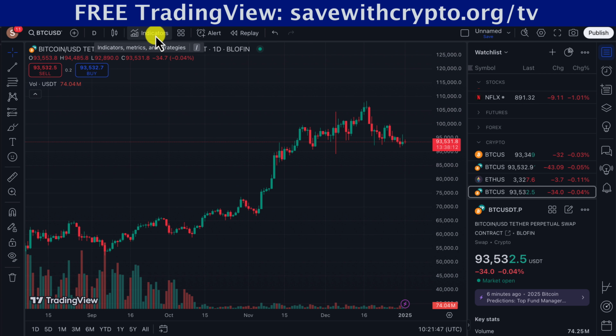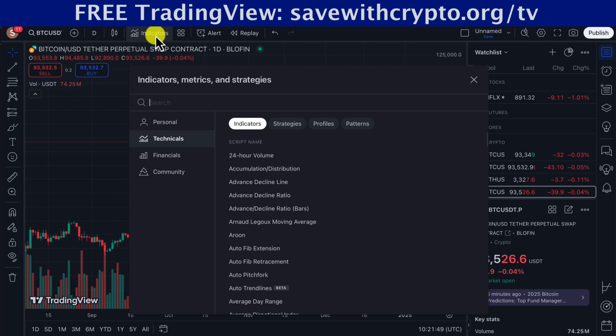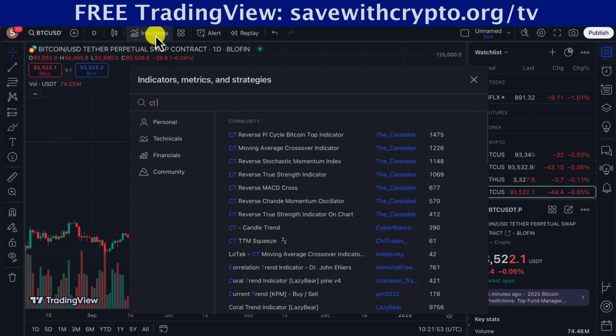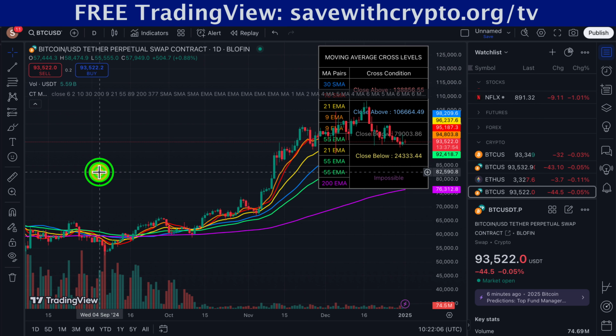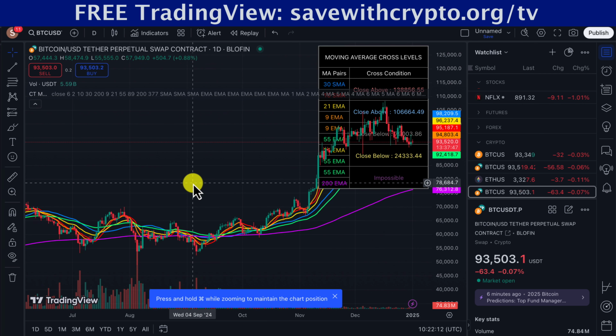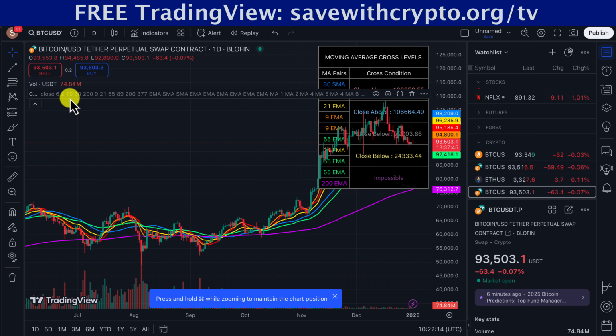So you do that by going up to here. Indicators. And the one I'm going to look for is called CTMAC. So it's this CT moving average crossover indicator by the caretaker. Okay, so give that a click, and you can see here that this kind of chaos has just appeared on my screen, which I don't particularly want.